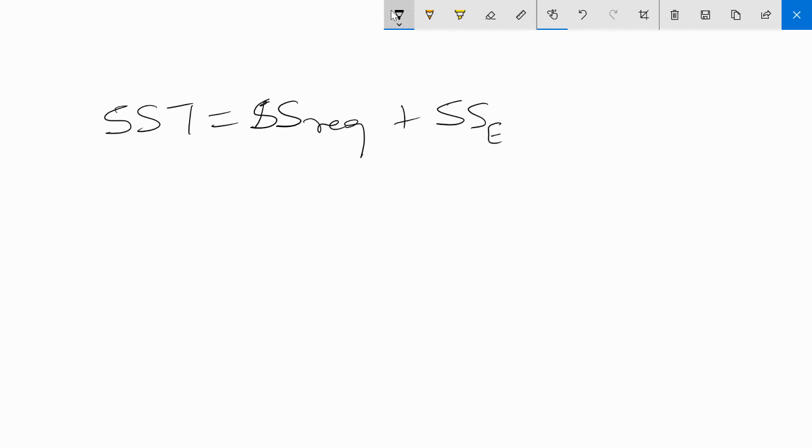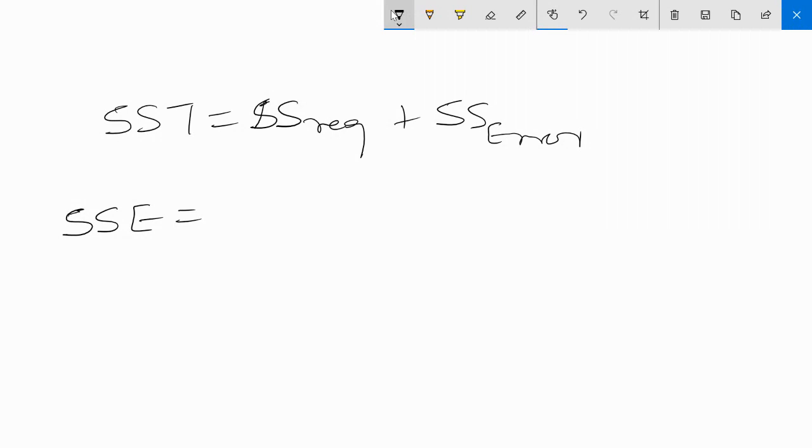So from ANOVA, we know that SS total is equal to SS reg plus SS errors. So if you look at what we're having, here we're having SS errors.